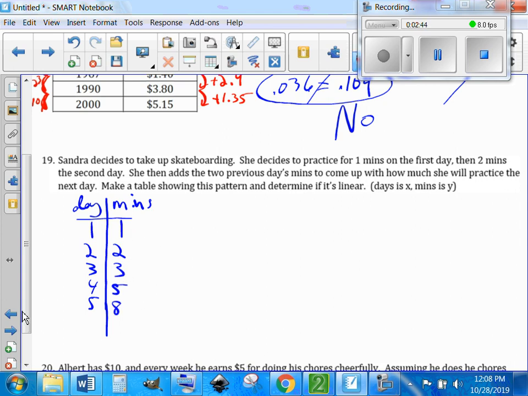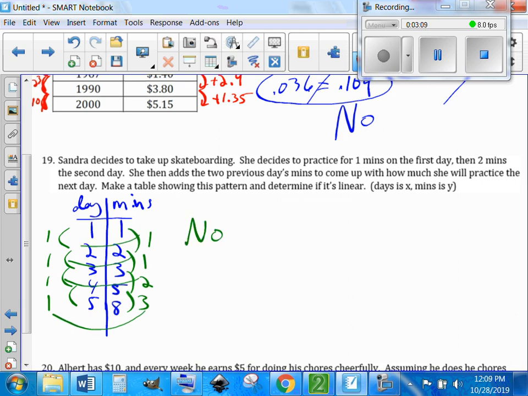So in this case, notice how the days go up by 1 every time. So now if the days go up by the same amount, then the minutes must also go up by the same amount in order to be linear. So here at first it goes up by 1, then 1 again, but then it goes up by 2, and then it goes up by 3. So 1 divided by 1, 1 divided by 1, 2 divided by 1, 3 divided by 1, those are not all the same. So no, not linear.